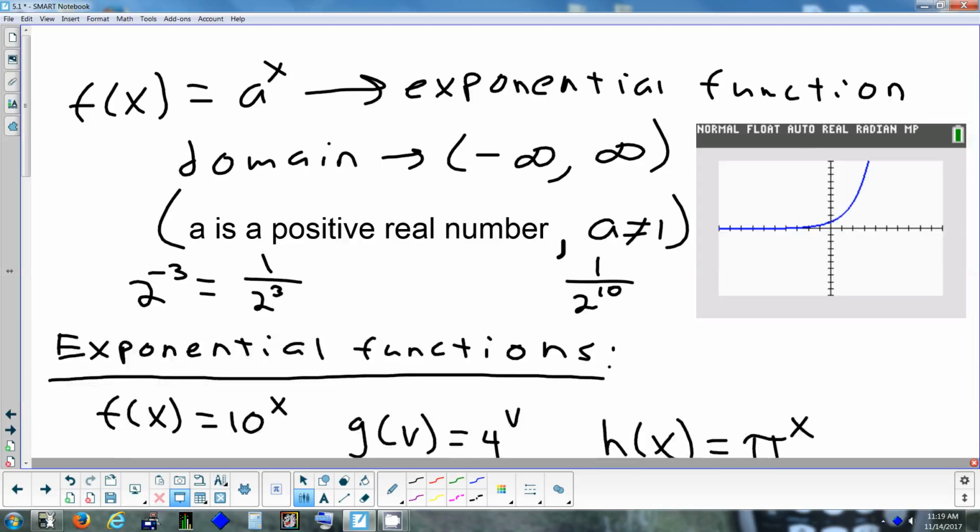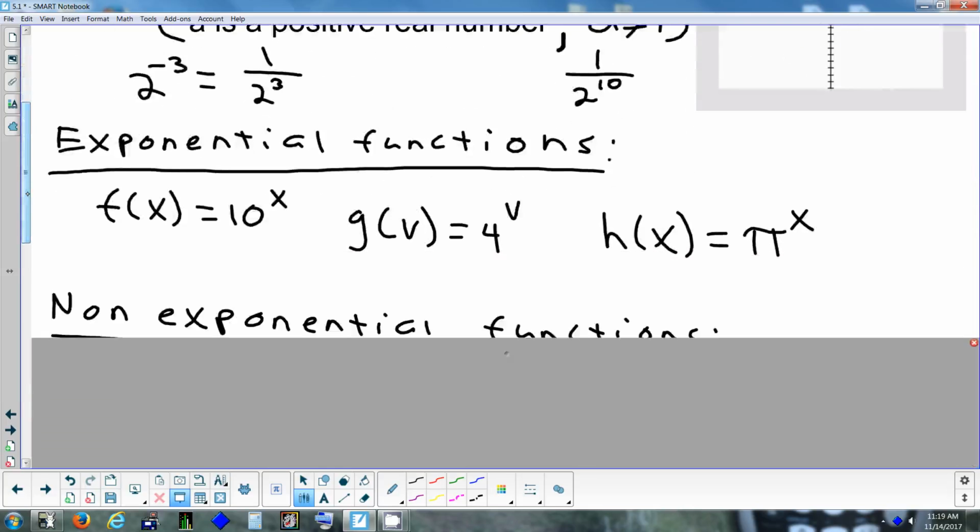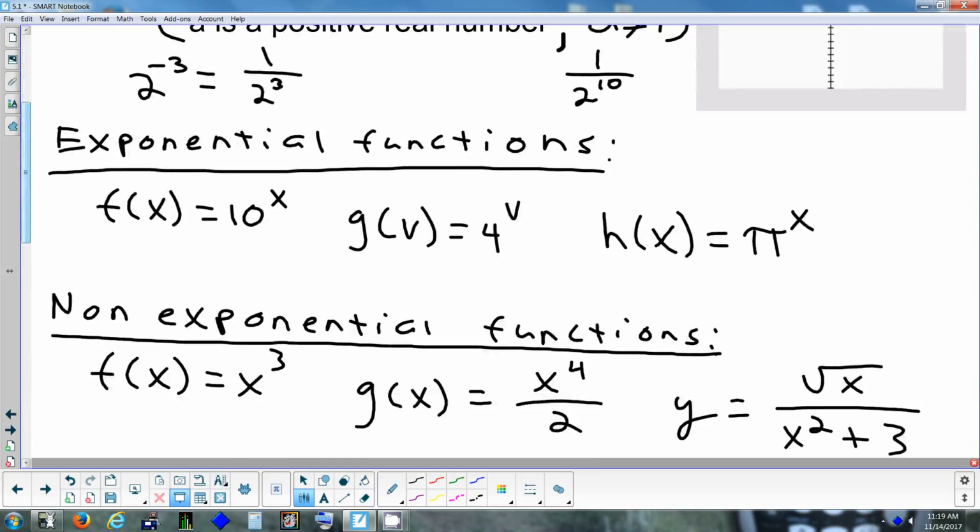Okay, so these are all examples of exponential functions: 10 to the x, 4 to the x, pi to the x. They all have variables in the exponents. They all have bases that are positive and not equal to 1.